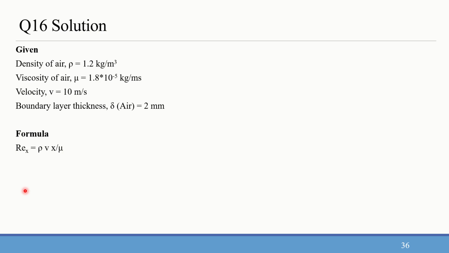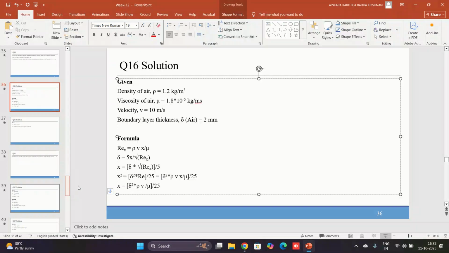But one more problem is we don't know the Reynolds number value. So we are first writing the Reynolds number formula and then going into that. Delta is equal to 5x by square root of Re_x, so x is equal to delta into square root of Re_x divided by 5. So x square is equal to delta square into Re_x. Okay, it should be Re_x.